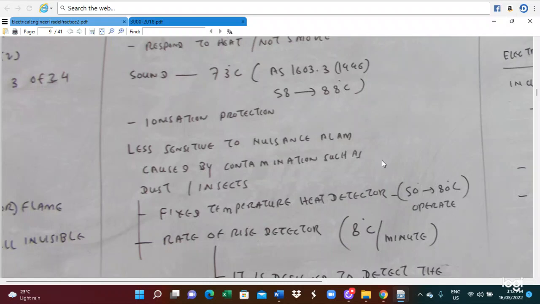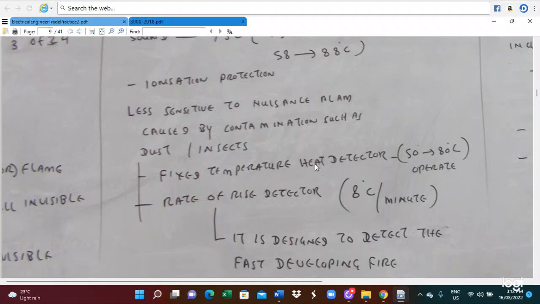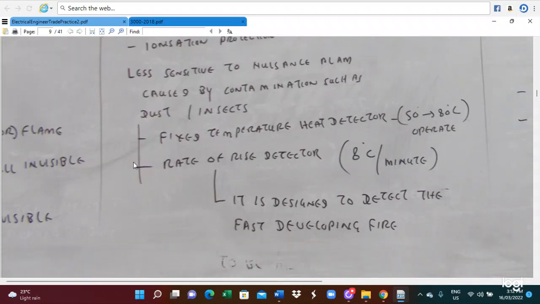This is the operating rate, so ionization protection is included here. Let's test for the nuisance alarm caused by contamination such as dust and insects. Sometimes the smoke alarm can malfunction because of any contamination or any insect, which can cause nuisance tripping. So without a fire, the smoke alarm can operate like this. In this case, our fixed operating temperature is a heat detector.